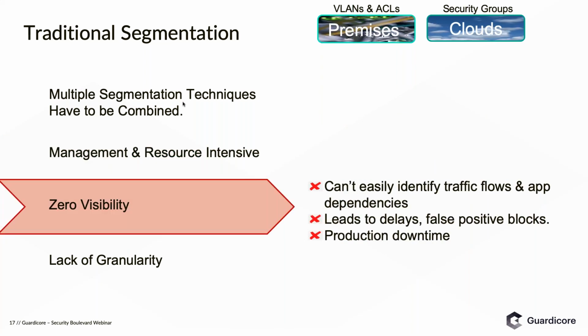And also these traditional techniques don't have any visibility included in what they do. And so you can't easily map out traffic flows and app dependencies. You can't find ways to see whether the applications are behaving appropriately, how they behave, and it leads to a lot of delays, even false positive blocks in some situations, and production downtime.